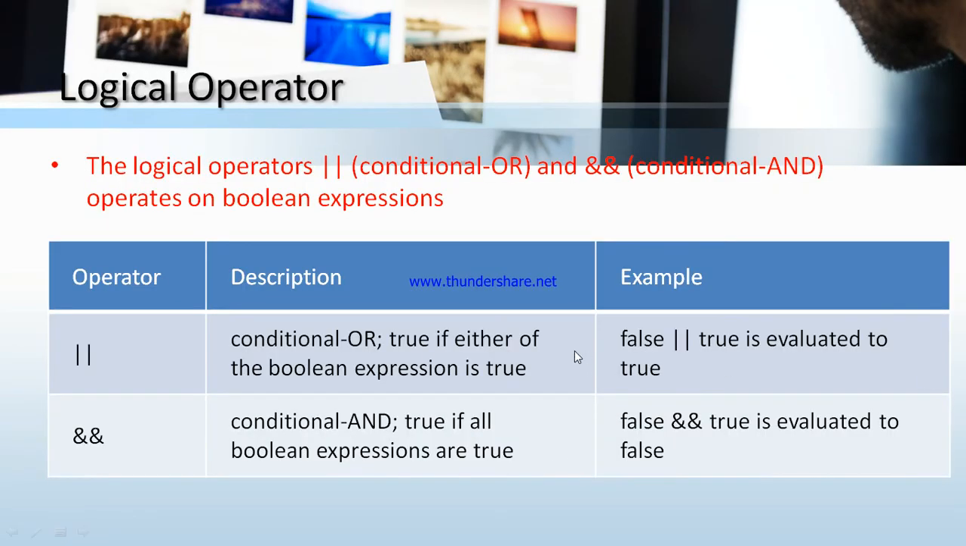Logical operators. These are operators where you can use the conditional OR, conditional AND operators and Boolean expressions. For the first one, conditional OR, that means true if either of the Boolean expressions is true. Suppose you are giving a condition, whenever any statement is true, it will say true, otherwise not. Any one is enough. And then conditional AND is true if all Boolean expressions are true. Suppose you have two conditions, both are true, then it will print true, otherwise it will say false only.